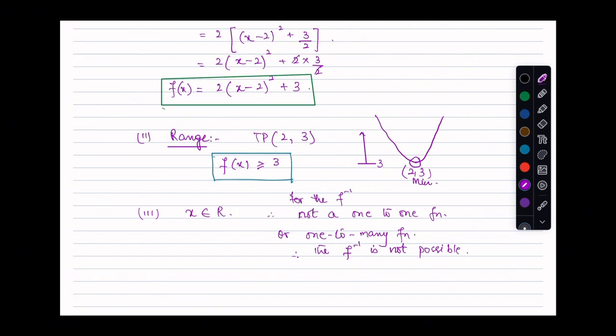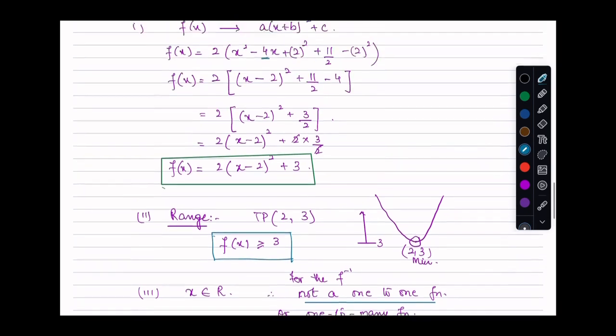So giving either of the two definitions, either you say that it is not a one-to-one function, or you say that it's a one-to-many function, that clearly defines that the inverse is not going to be possible here.